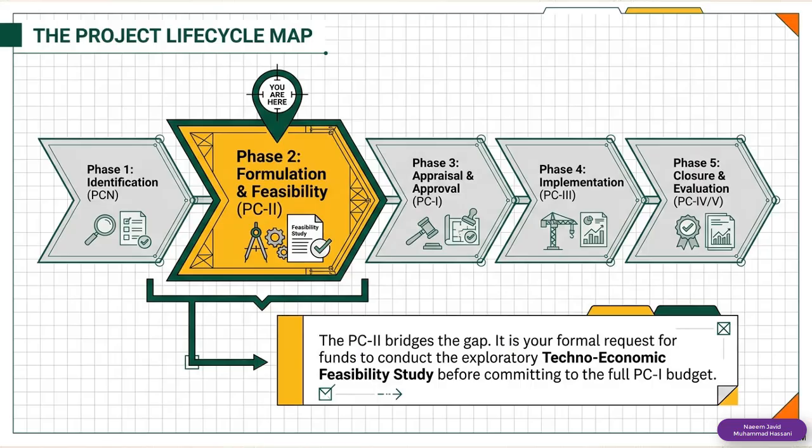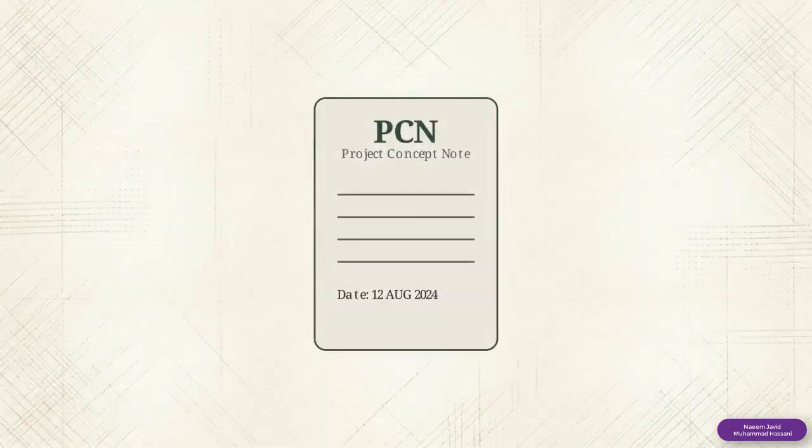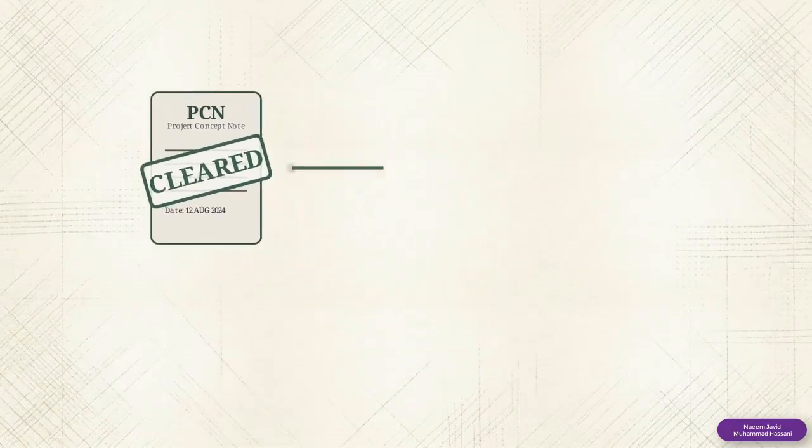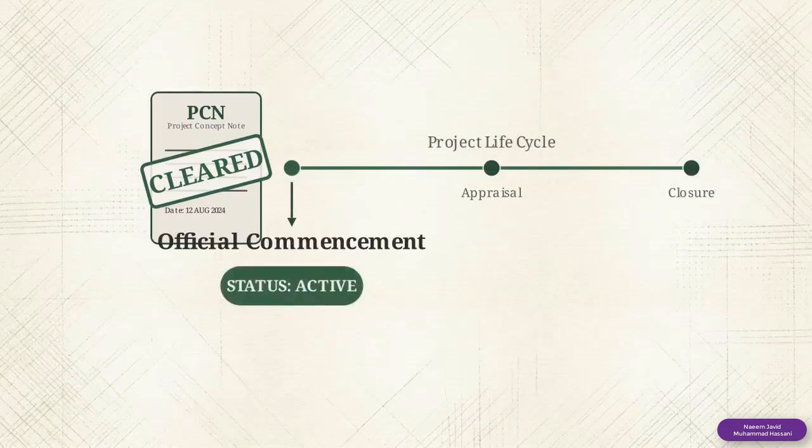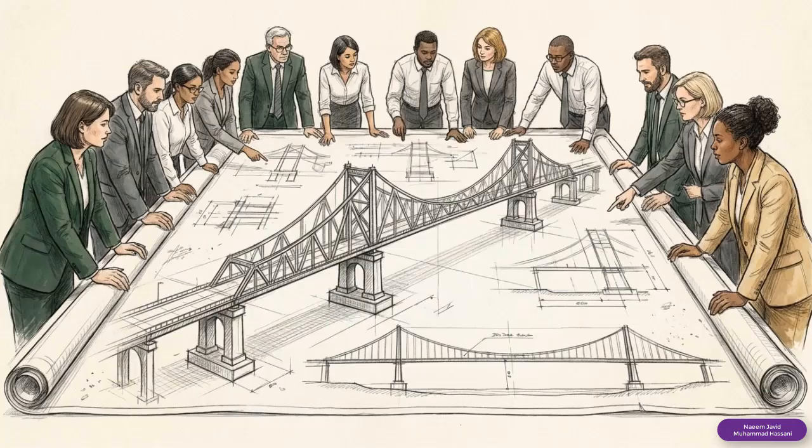standards. There is one absolute prerequisite, an Approved Project Concept Note, or PCN. The date your PCN is cleared marks the official commencement of your project in the eyes of the government. Mastering the PC2 requirements allows a project concept to begin the formal transition into a legally compliant feasibility study.